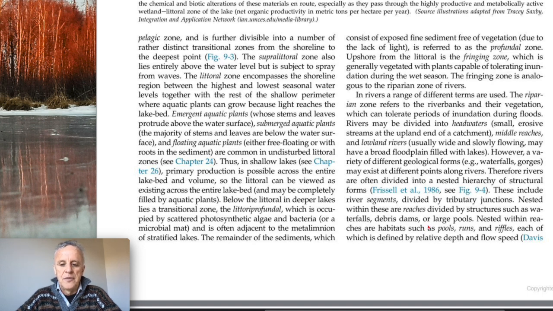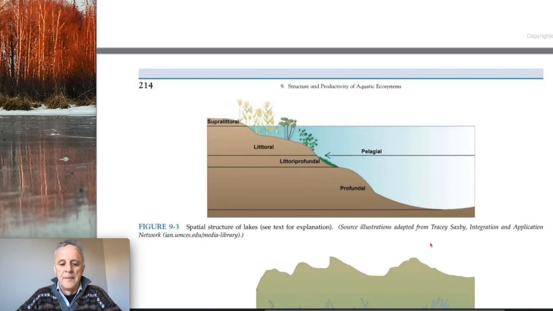However, a variety of different geological forms may exist at different points along rivers. Therefore, rivers are often divided into a nested hierarchy of structural forms. These include river segments divided by tributary junctions. Nested within these are reaches divided by structures such as waterfalls, debris dams, or large pools. Nested within reaches are habitats such as pools, runs, and riffles, each of which is defined by relative depth and flow speed.